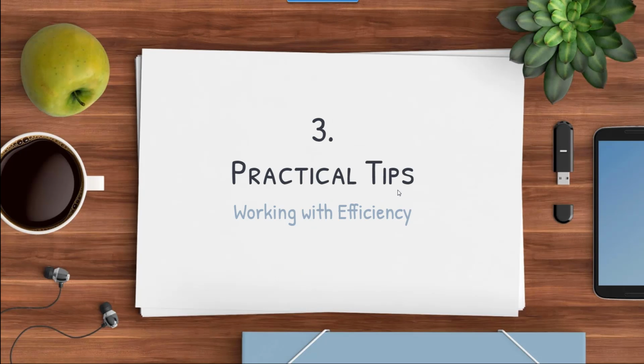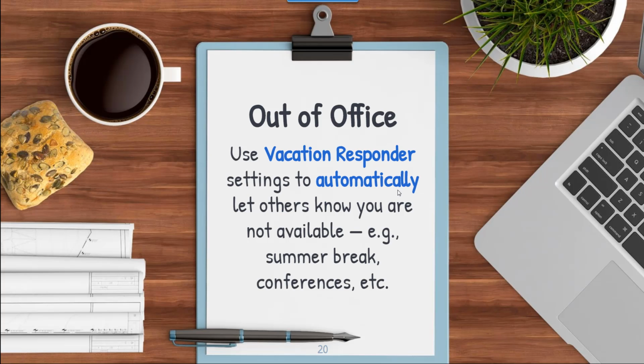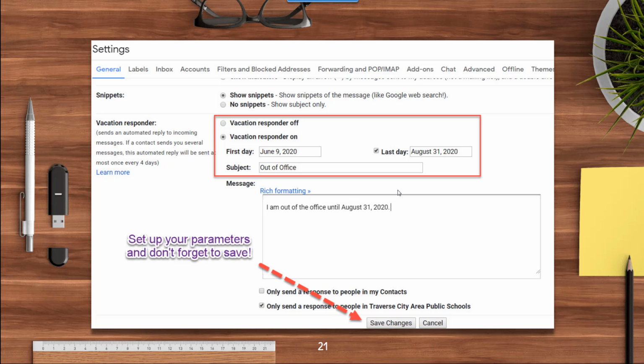Some final practical tips to make sure that we're working with efficiency. Use the vacation responder in your settings to automatically let others know when you're not available. You can set this for summer break, for conferences, for times when you know you will not be available. Here's an example of the vacation responder set to begin on June 9th and expire on August 31st. Make sure that once you've set up your parameters and included your message, you click Save Changes at the bottom of the page.